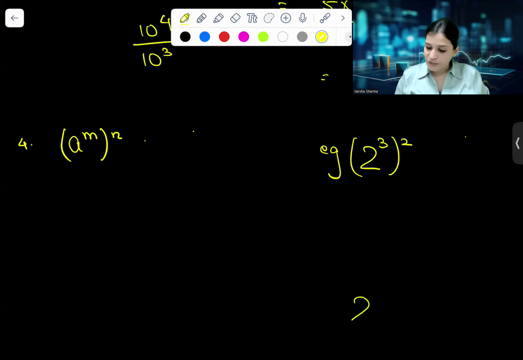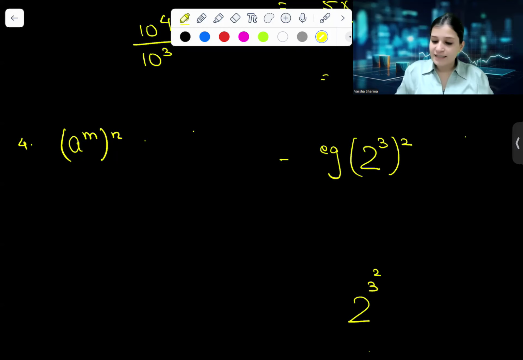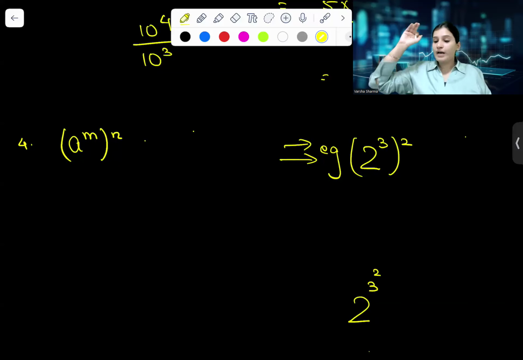But if you look at this question, 2 raised to the power 3 raised to the power 2, can you not see three different floors? Ground floor 2, first floor 3, second floor 2. Yes? So what I'm talking about is the scenario when there are two powers on the same floor. So what will happen is they'll get multiplied.